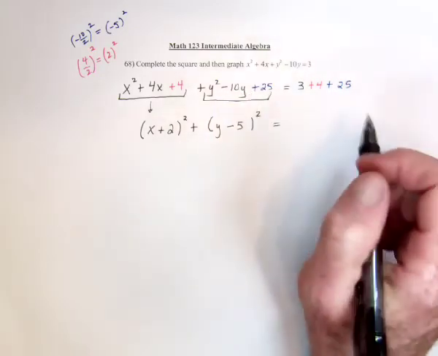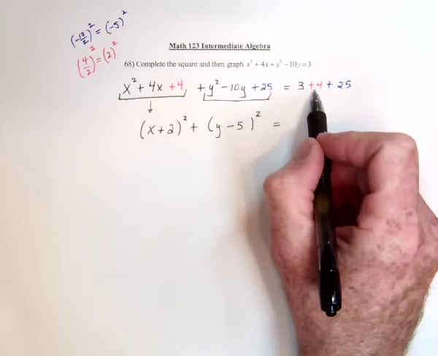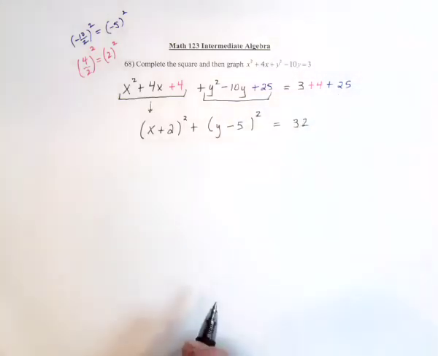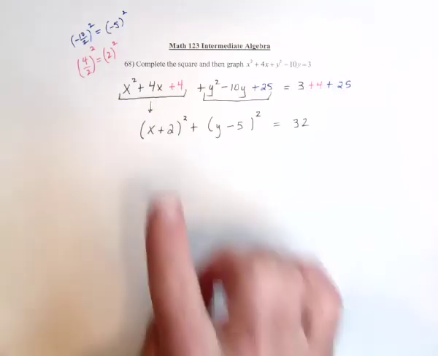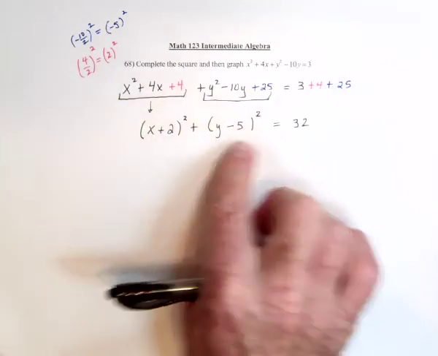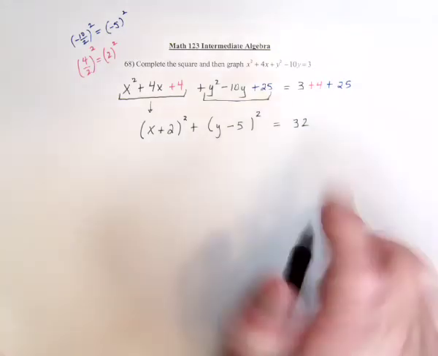And what does this equal? A 7 and a 25 is 32. Since it's something squared, or x with something squared and y with something squared equals just a number, we've got a circle.